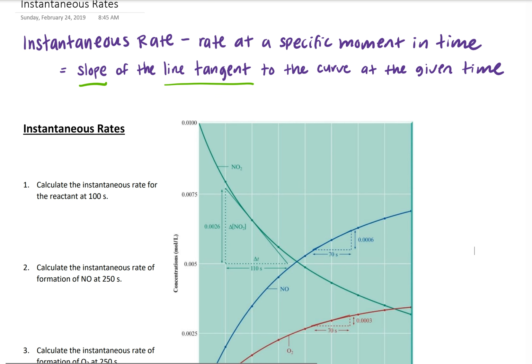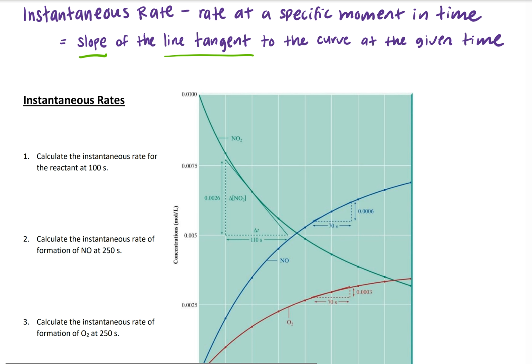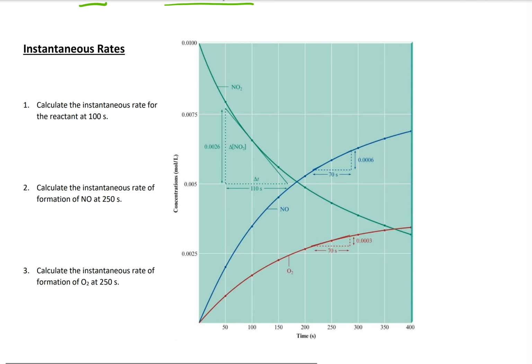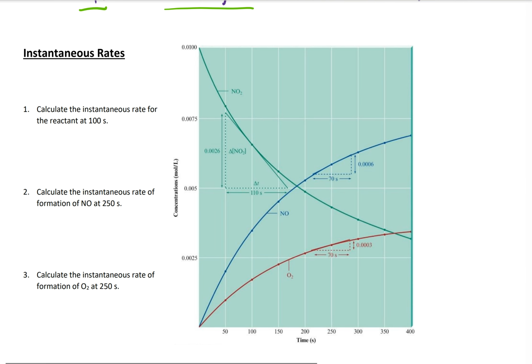So here in the graph, we have concentration plotted on the y-axis and time on the x-axis, and they want us to calculate the instantaneous rate for the reactant at 100 seconds. I have three curves. Nothing is labeled reactants or products, but I can use some intuition here. If I start only with reactants, I can deduce that the green curve is the reactant.